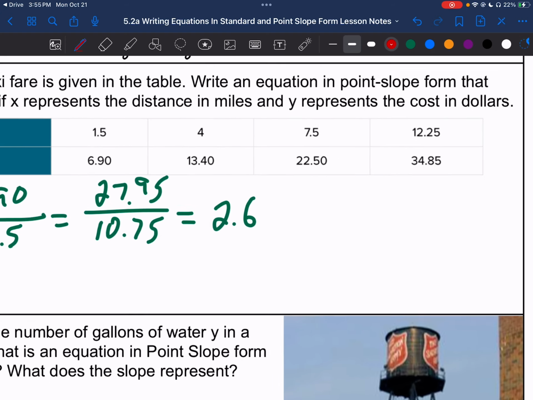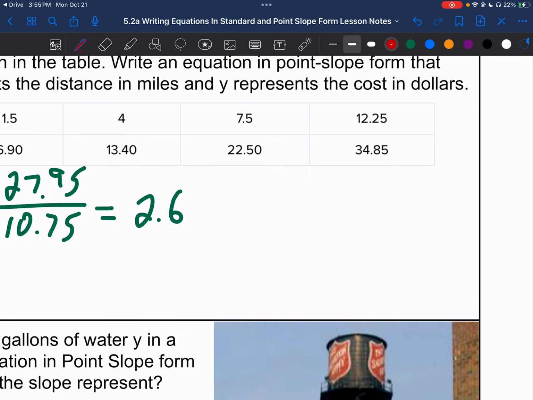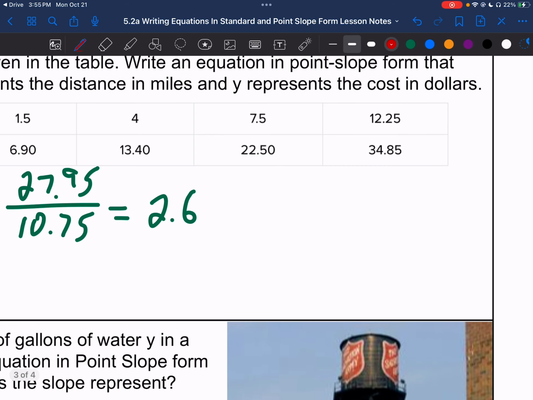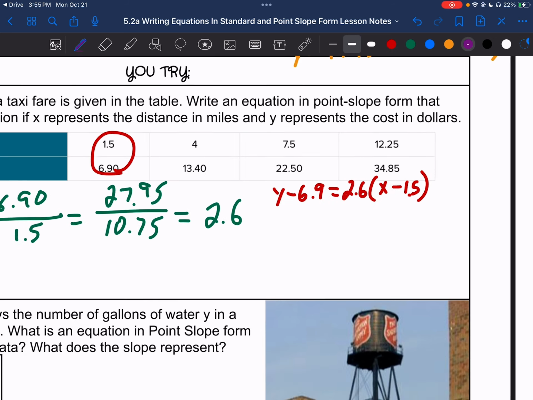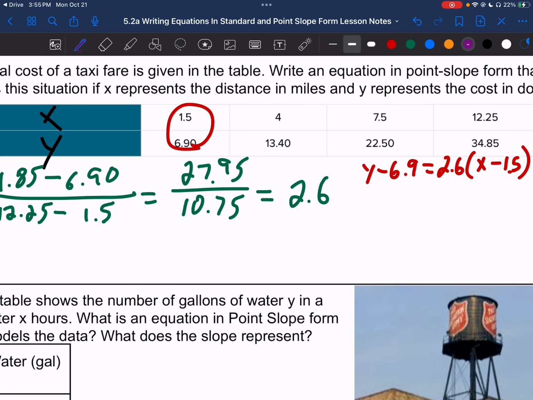Now, I'm going to be able to write multiple equations here. I'm going to pick the first one and the last one. So the first ordered pair gives y minus 6.9 is equal to 2.6 times the quantity x minus 1.5. My second equation, picking this one here, would be y minus 22.5 is equal to 2.6 times x minus 7.5.